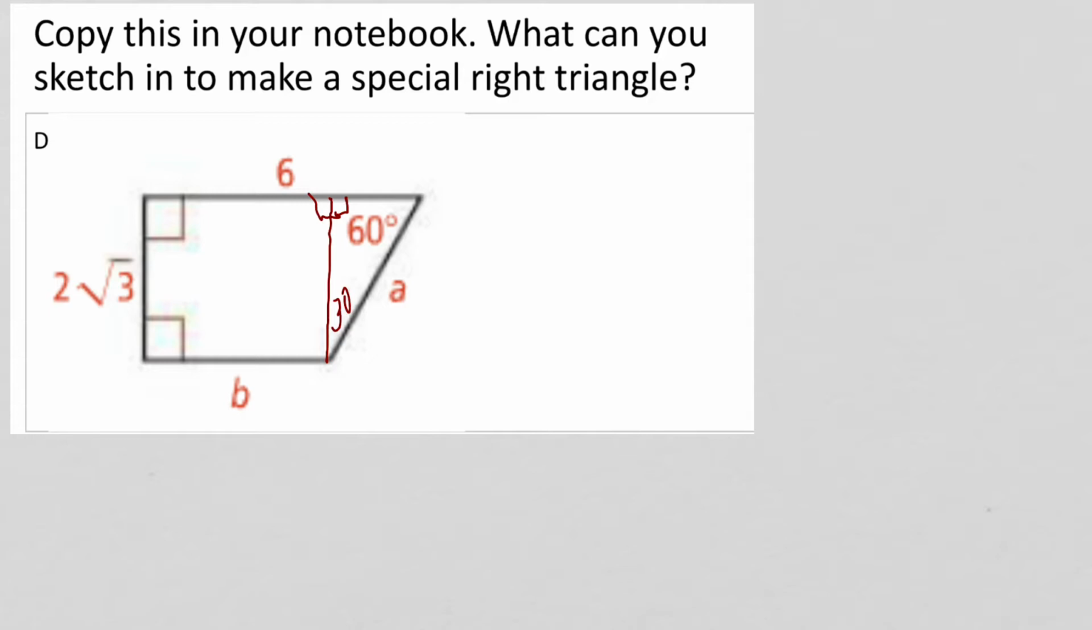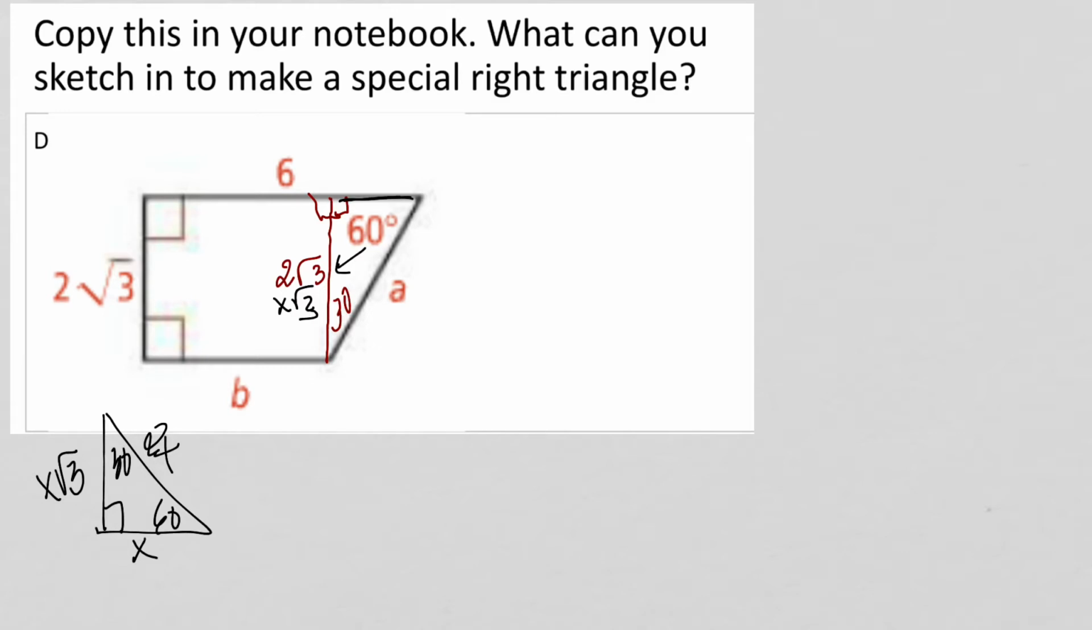Well, I could bring this side over. This is 2 root 3. That's the side that is opposite of 60, right? So the side opposite of 60, let's make that special right triangle again. The side opposite of 60 is x root 3. The one opposite of 30 is x, and the hypotenuse is 2x. So if my side opposite of 60 is 2 root 3, that means that this is my x, the 2. So that makes this little piece here opposite of 30, 2.